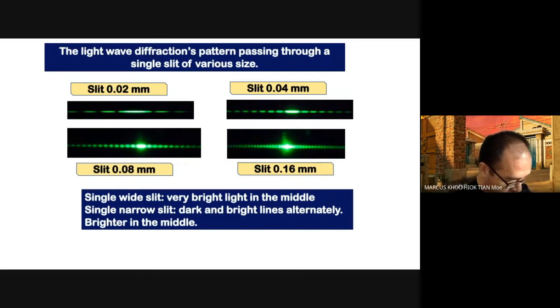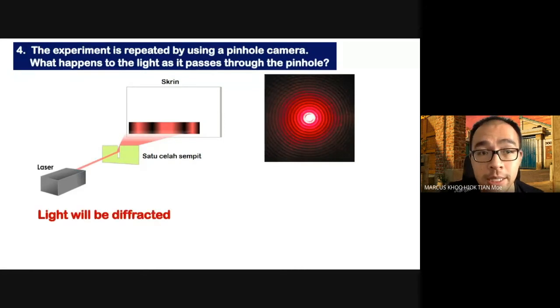Okay. Now, in the pinhole, it is the same thing. What happens to the light as it passes through the pinhole? It will be diffracted, but the diffraction pattern is different. Since it is a hole that we're going through, the diffraction pattern will be red, black, red, black, red, black, and so on.